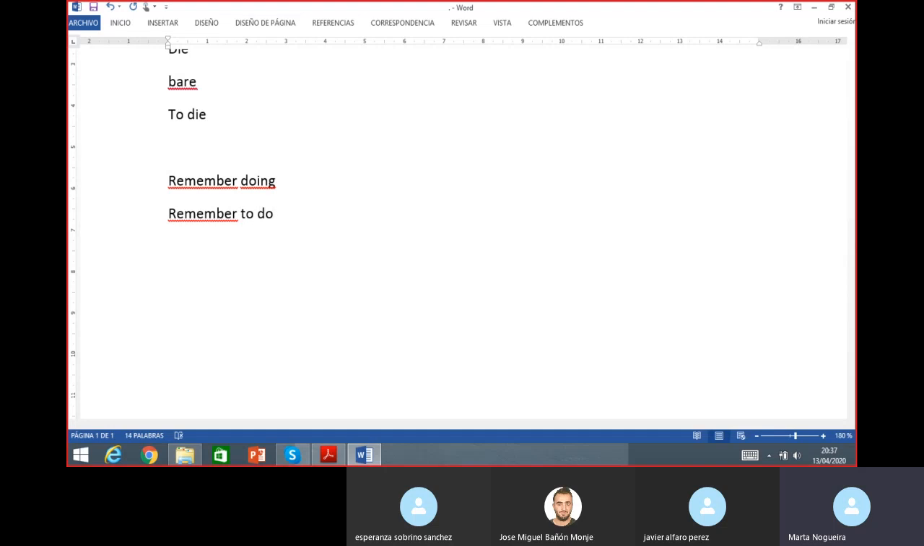Hay verbos en los que sí que cambia el significado, que pueden ir con ambos, ¿vale? Con el infinitivo, con el gerundio, pero sí que cambia el significado. Por ejemplo, remember doing es recuerdas haber hecho, ¿vale? Esto para hablar del pasado. Y remember to do es para hablar del futuro. Recuerda hacer no sé qué. Ok. Entonces, hay algunos que los podemos poner con ambos, pero cambiaría el significado. Y esos son remember, stop, no hay muchos.